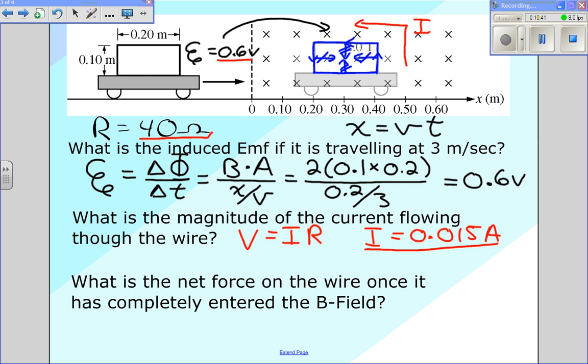So we get a net force in this case, which is equal to 0 newtons. Once it is in the magnetic field, this loop should no longer feel any force in any direction, and it'll move along at a constant 3 meters per second. All right, not so bad. So pause, take a look back, see if you have any questions, and we'll see you next class.